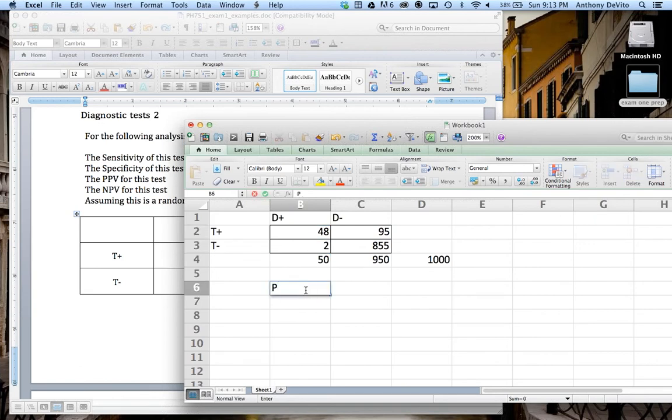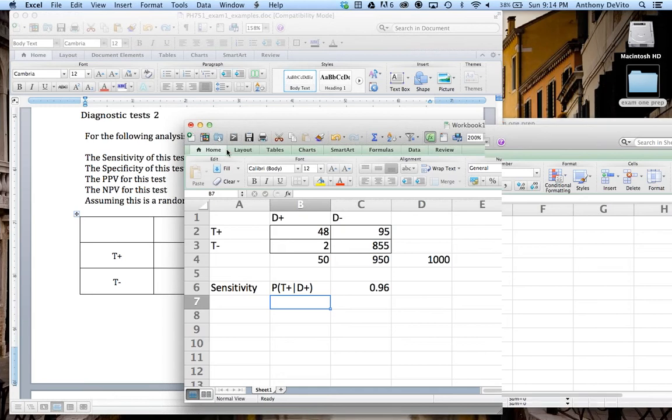In other words, the probability of a positive test, given that they have the disease, that's equal to, oops, let me close that parenthesis. That's equal to 48 over 50. Enter. Here we go. The sensitivity of this test, that's the sensitivity. Okay, and I put this in here just to get us used to that kind of notation.